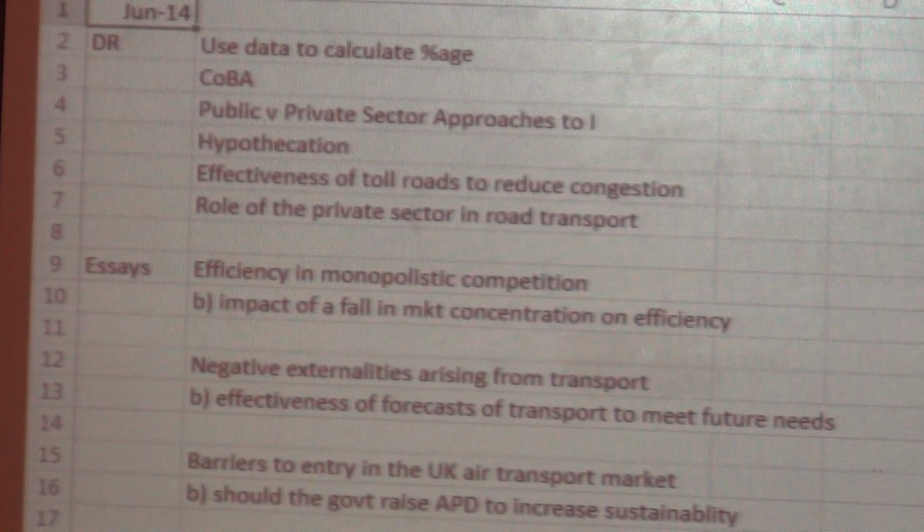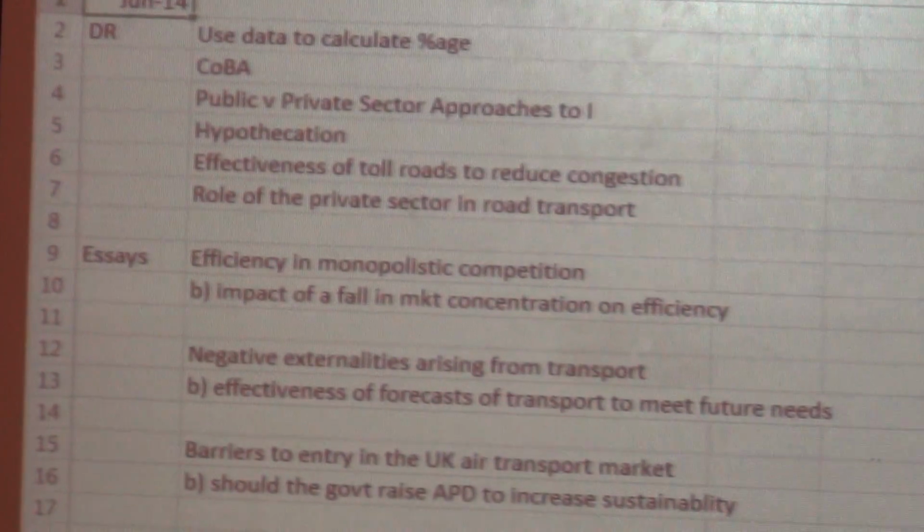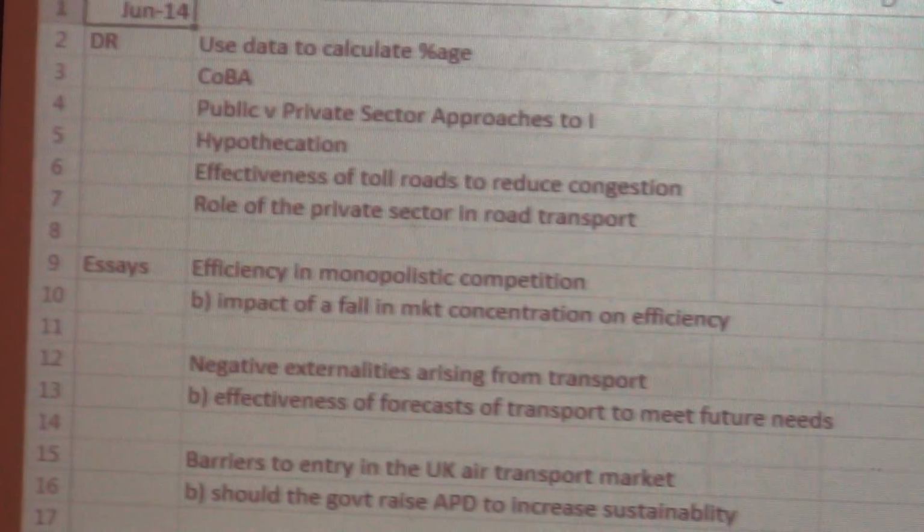First off, I must stress the need for you all to bring a calculator to this particular exam. Might sound obvious, but don't forget to bring a calculator. On every transport paper there is always data which you, the candidate, are expected to interpret.